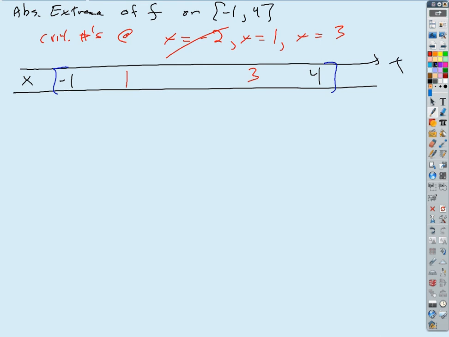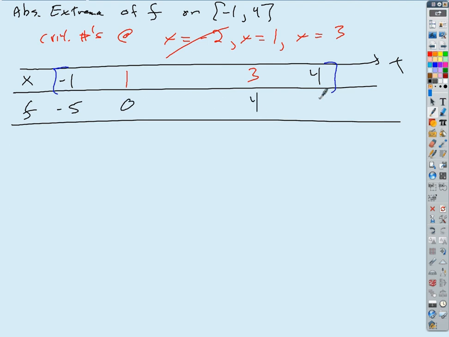So what do I do then? I make another row in my table for f or y. And I'm just going to figure out, well, what are the values of the function at all those places? So let's just say that I evaluate the function. And I find that when I plug in -1, I get a value of -5. When I plug in 1, I get a value of 0. When I plug in 3, I get a value of 4. And when I plug in 4, I get a value of 1. Look, these are just like ordered pairs. They're just written vertically instead of horizontally.